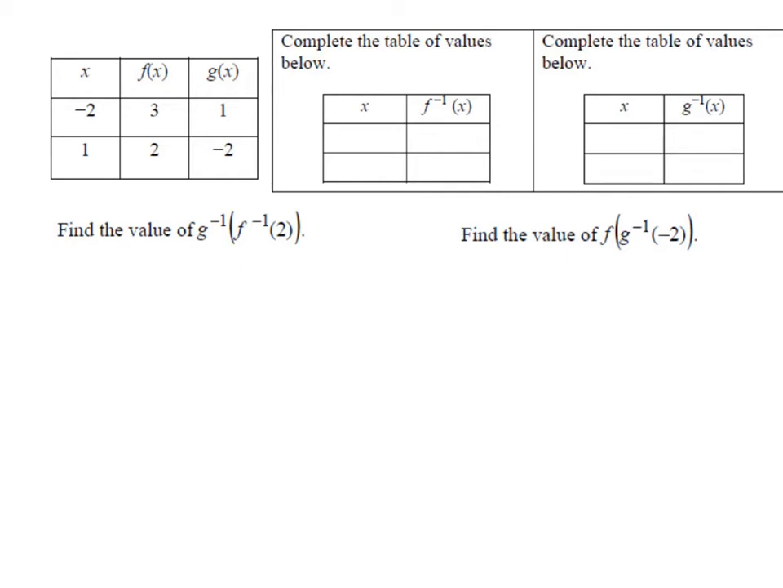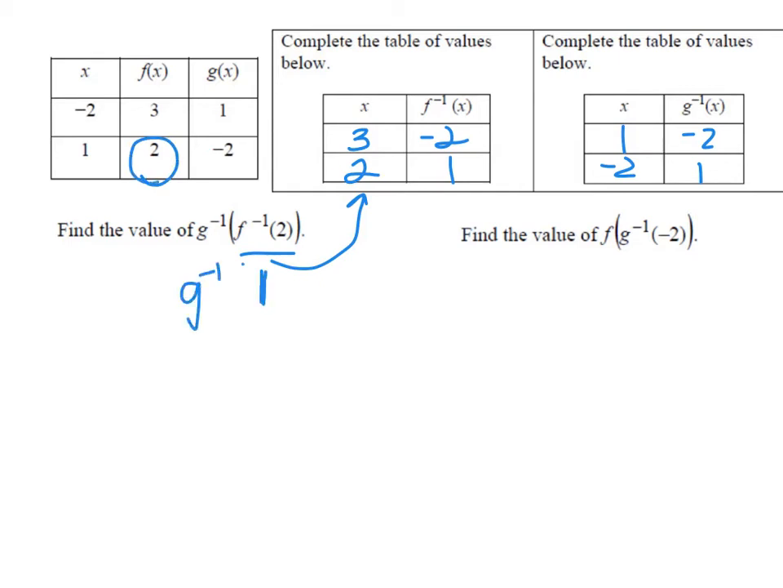So in other words, for this one, the y is now the x, and the x is now the y in an inverse function. So here this would be 1 and -2, and then you would flip it around: -2 and 1. Over here, we're finding the value of g inverse of f inverse of 2. I'm going to start with the inside function first, and the inverse function of 2 is the y value here, which is 1.